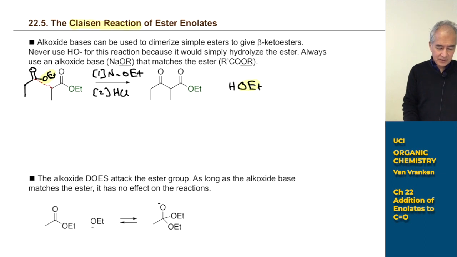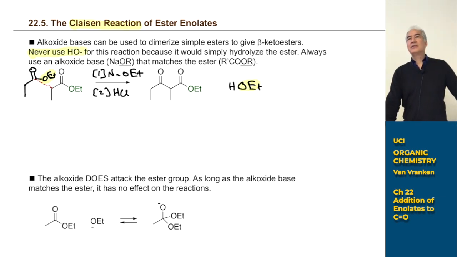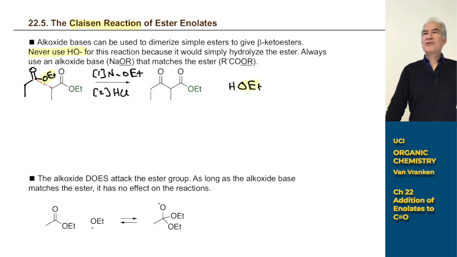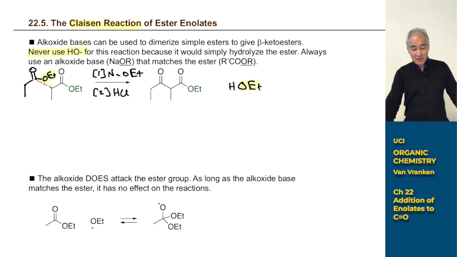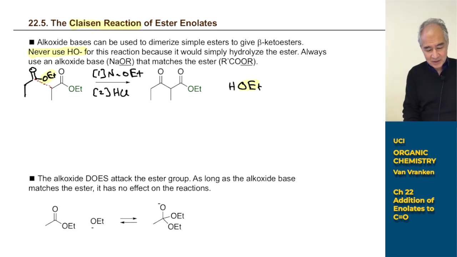One of the keys to this reaction is that you have to be careful about your base. Don't ever, ever, ever use hydroxide as a base for this reaction. That's because we already talked about what hydroxide does to esters. Hydroxide will saponify esters and cleave them at room temperature and below. It is a super facile process. So do not use sodium hydroxide for this. You'll notice that we were very careful here, or maybe you wouldn't notice, but I was very careful to make absolutely sure that the alkoxide base here, ethoxide, matched the alkoxy group on the ester.